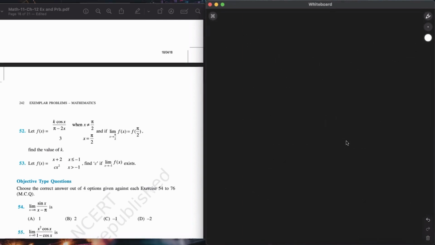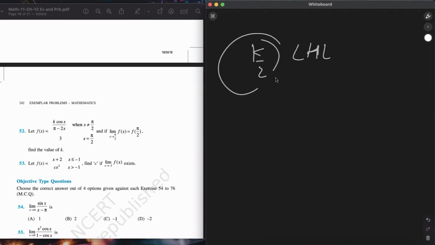So the same thing: if I take pi by 2 minus x equals y, then limit of sine y by y, where y tends to 0, will return a value of 1. So k by 2 is the value when I approach from the left hand side. So this is the LHL value, k by 2. All right, we'll keep this in mind.